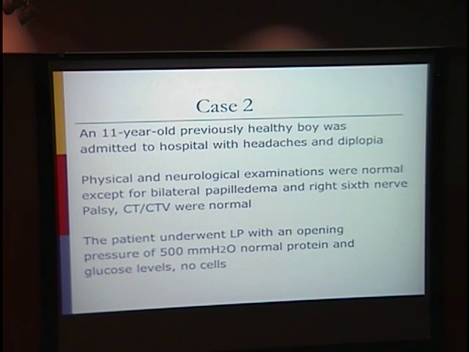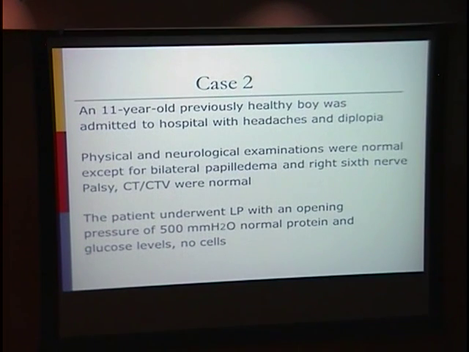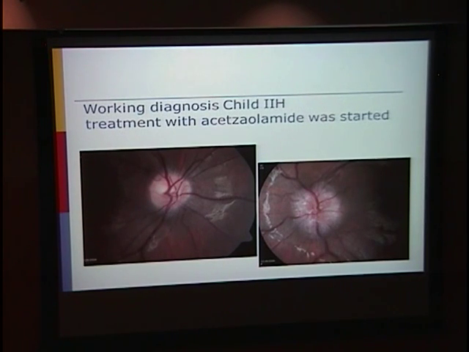Case two is a young boy that arrived to us from another hospital. He came with the diagnosis of pseudotumor cerebri. Neurological examination was normal, except for bilateral papilledema and sixth nerve palsy. CT and CTV were normal. The patient underwent LP with an opening pressure of 500, no cells, normal glucose. Treatment with Diamox was started. This is his fundus. Papilledema, but really not so severe.